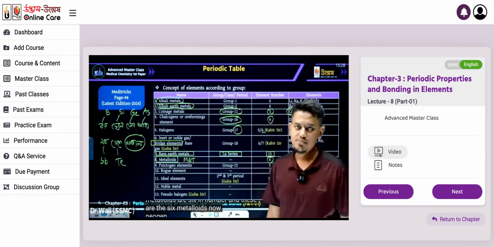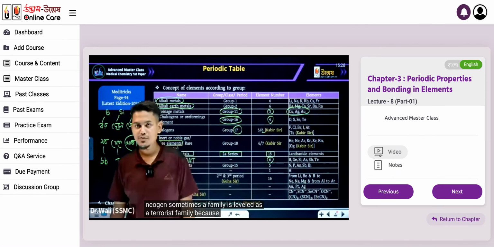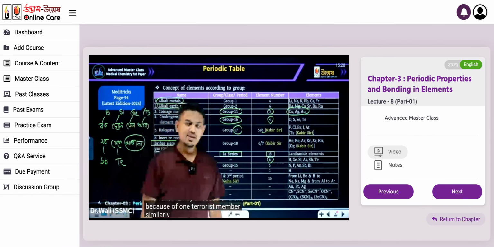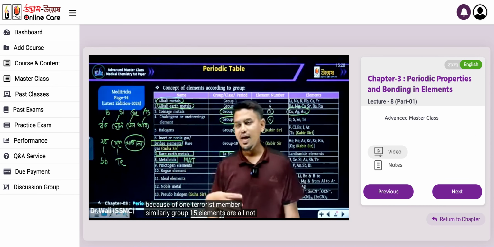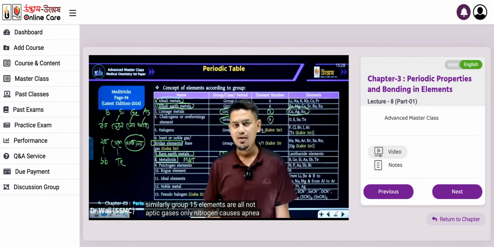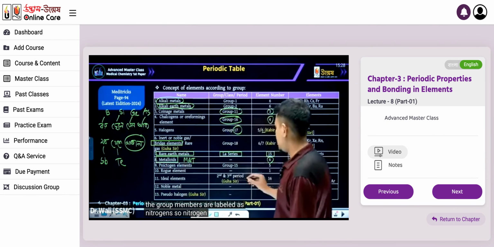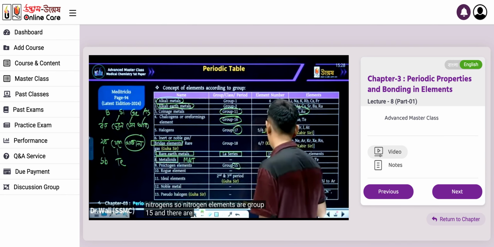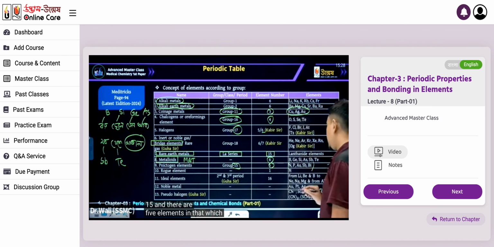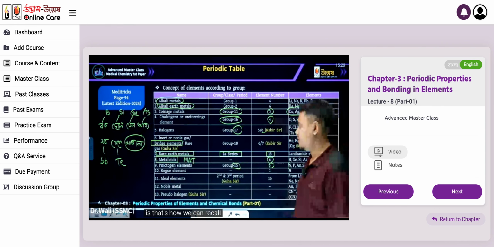Now pnictogen. Sometimes a family is labeled as a terrorist family because of one terrorist member. Similarly, group 15 elements are all not apneic gases. Only nitrogen causes apnea. Yet, because of the presence of nitrogen, all the group members are labeled as pnictogens. So pnictogen elements are group 15, and there are 5 elements in that, which is নদীতে পানি আসে সকালে বিকালে. That's how we can recall pnictogens.